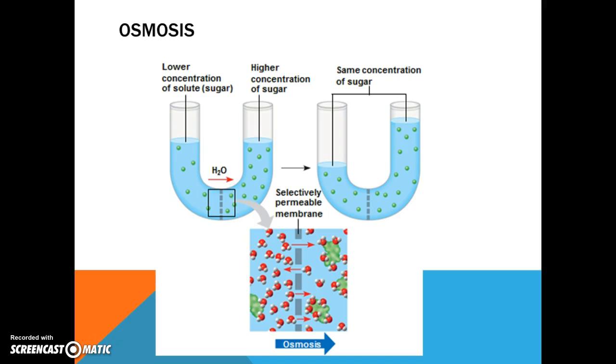We see this going on in the top image in the curved tube. The left side has a low concentration. We can see that there's only a few solutes here, and on the right side there's a ton of solutes. Water moves from the low concentration to the high concentration through the membrane that they have represented right here. It does so passively, and this process is quite essential to plants.